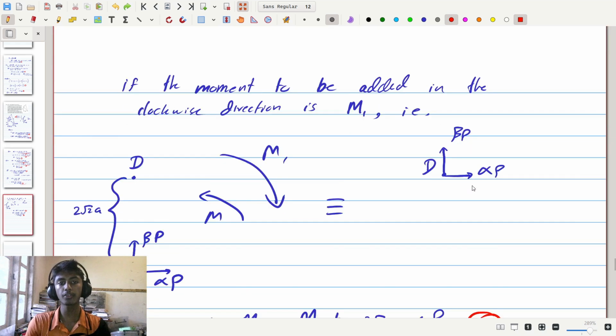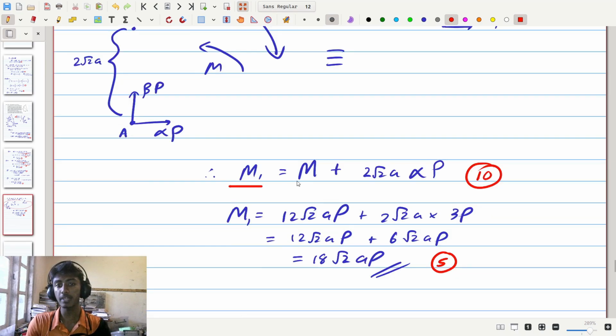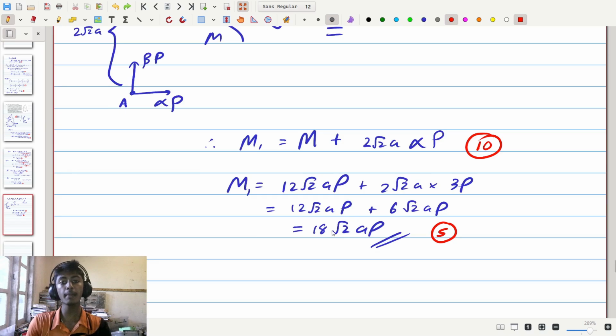Now for the final part of the question, when you find the equivalence like this and you say that if these two systems are equivalent, then m1 must be equal to m plus 2 root 2a times alpha p, you get 10 marks. And when you solve for m1 and find that it is equal to 18 root 2ap, you get another 5 marks. And that is the end of this question.